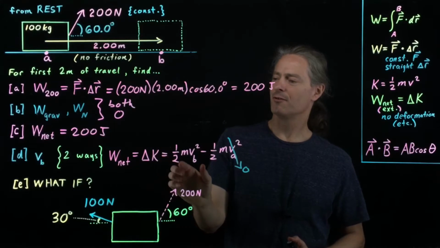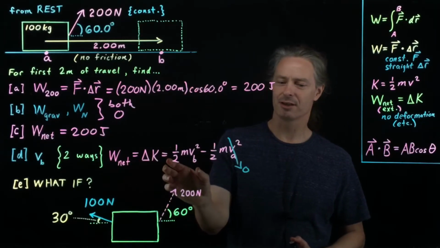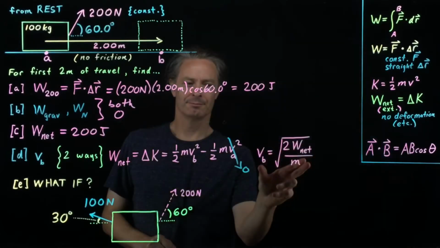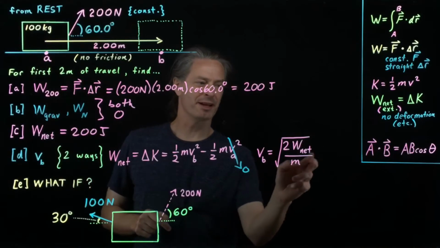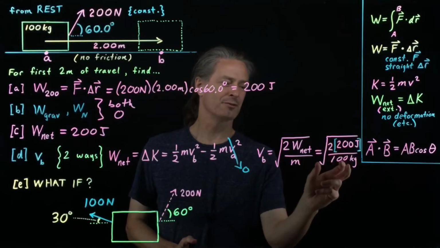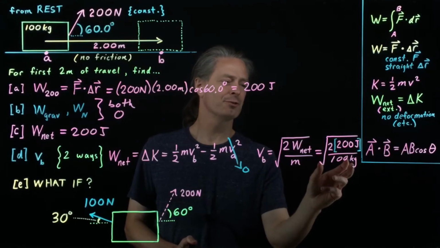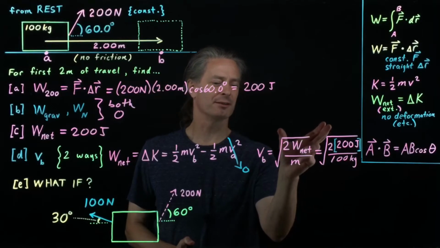We can solve then for the speed at point B by taking this expression and rearranging it. I'll write that right here. We plug in 200 joules for the net work and 100 kilograms for the mass. 2 times 200 divided by 100 gives us 4. Square root of 4 is 2, so the final speed is 2. If you work out the units, you'll get meters per second.